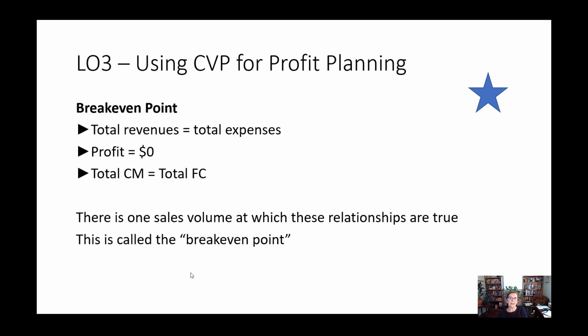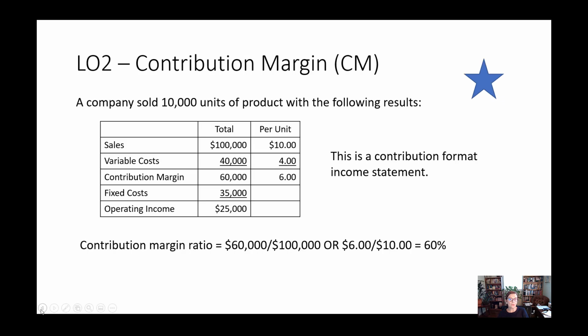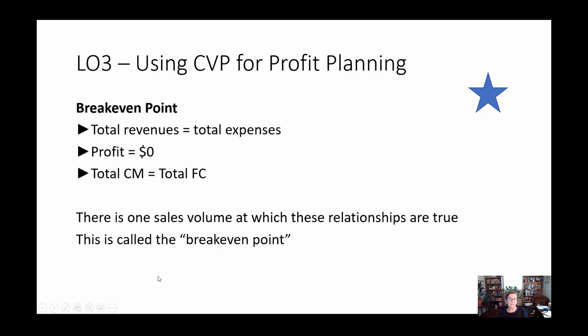Now, break-even analysis. Break-even asks the question, at what volume will we have zero profit? All right, profit is zero. So revenues and expenses are exactly equal. And also, your total contribution margin equals your total fixed costs. Let's go back here a second. If we have zero profit here, then these 2 numbers must be equal. Okay? So contribution margin and fixed costs are exactly the same. So there's only one sales volume at which this is true, and this is called break-even point.